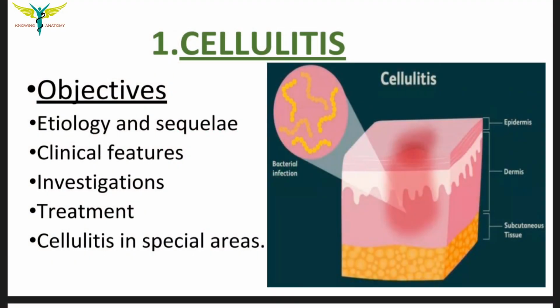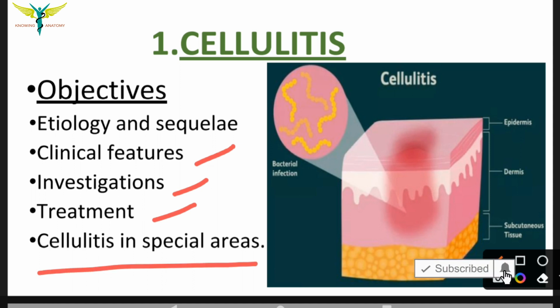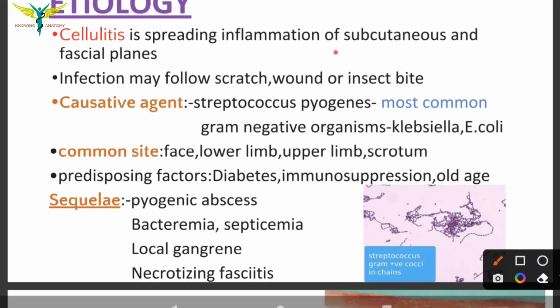Cellulitis. So we will be learning about the etiology, the sequelae, clinical features, investigations and treatment, and cellulitis in special areas. Etiology. Cellulitis is a spreading inflammation of the subcutaneous and the fascial planes. So this is the definition to remember about cellulitis.